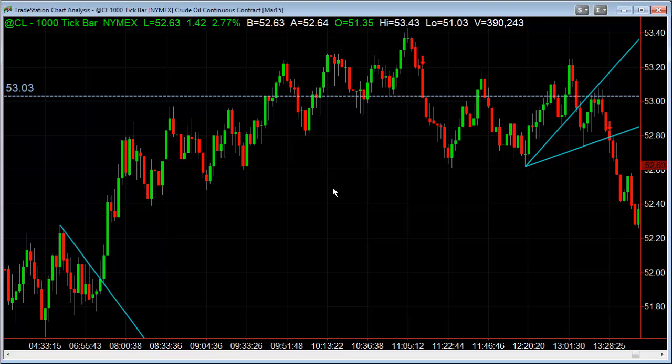So all in all, not a bad day for crude oil. A great day for trading the trend because it just trended straight up, went into consolidation and trended straight down. So it worked out really well.